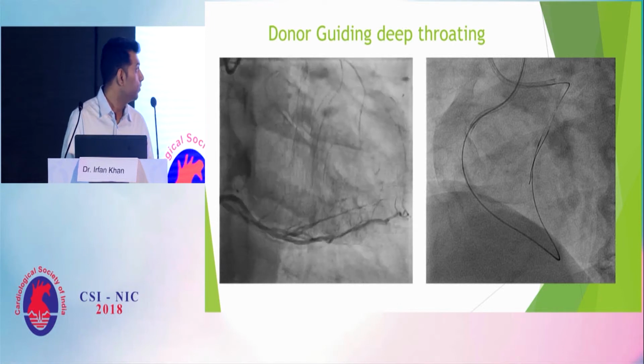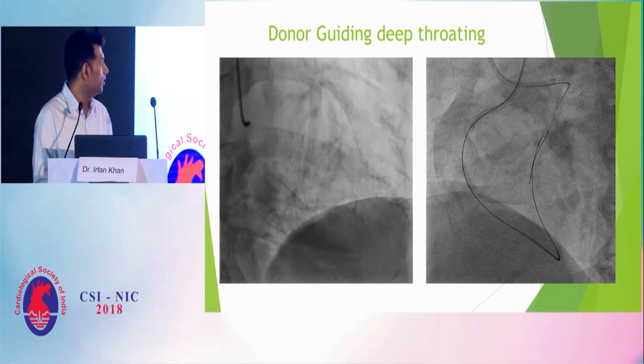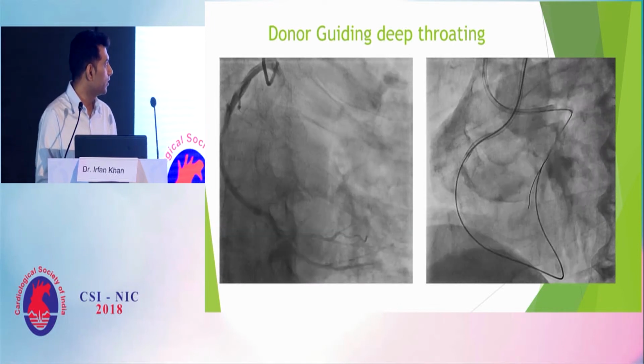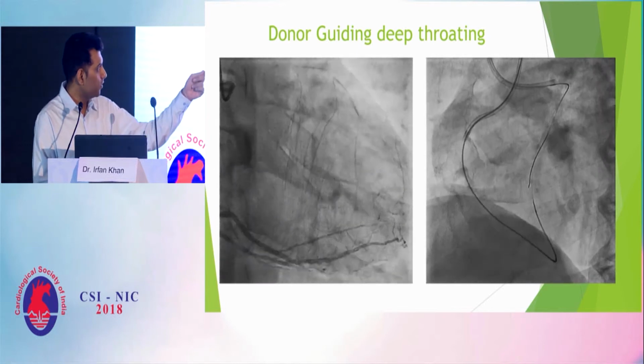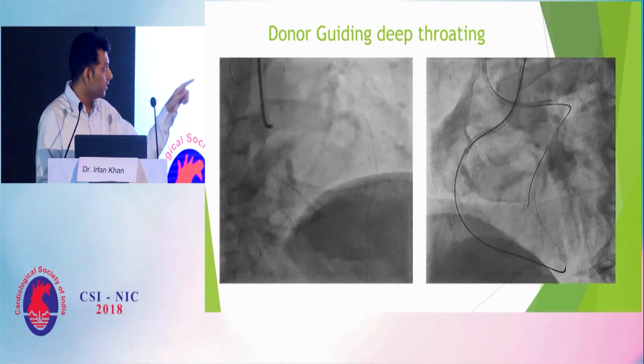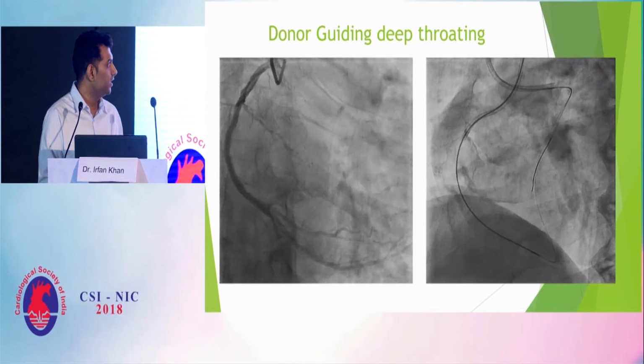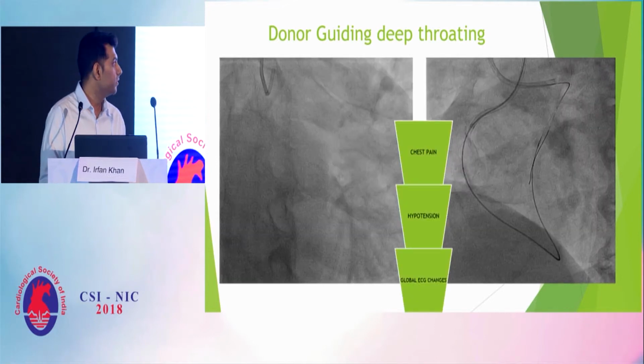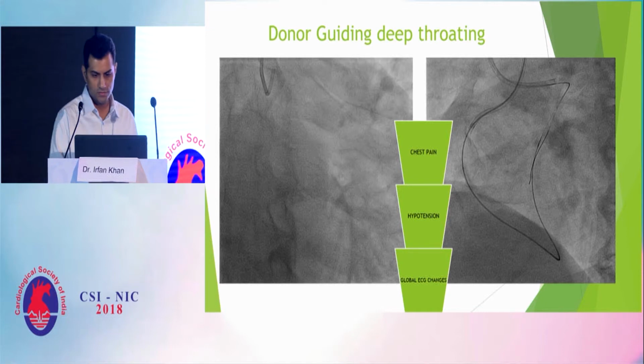So this is a case of donor guide deep throating, which occurs when you try to pull out the Corsair microcatheter. You can see as you try to pull out the microcatheter, your RCA guide is getting deeply engaged and the patient is developing chest pain, hypotension and global ECG changes.